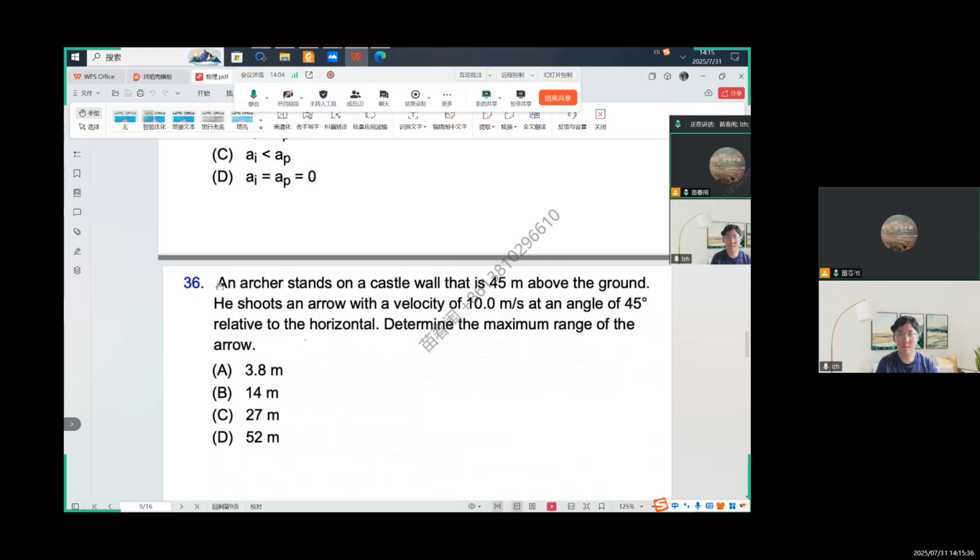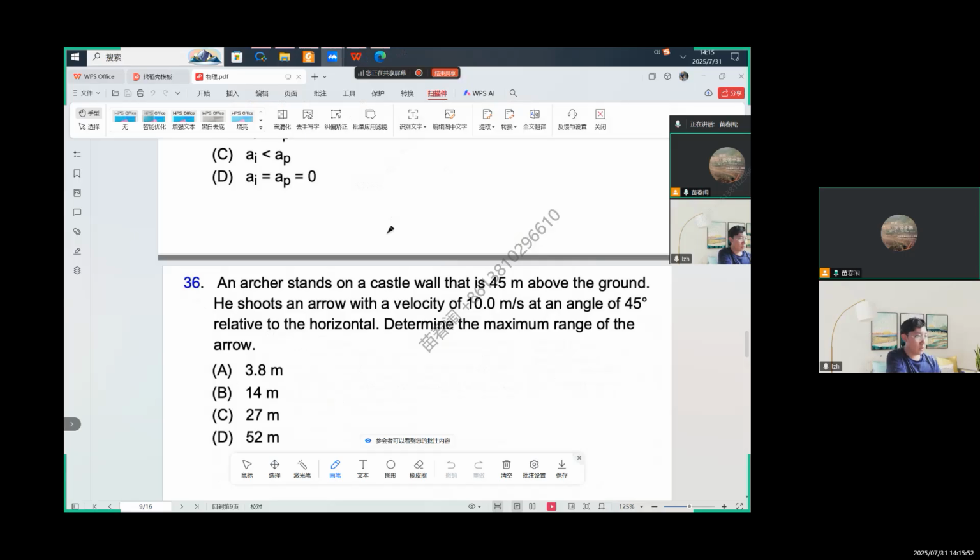Wait, number 36. Do you still know how to do 36? We did it in the end, using the formula, I guess. One is horizontal and one is vertical, so we separate into two kinds. 36 was a little bit ago, in the beginning. We did 36. Let's just see how much you remember.